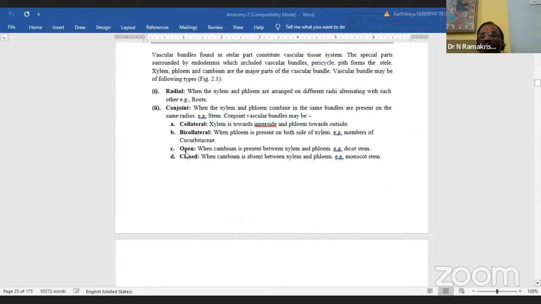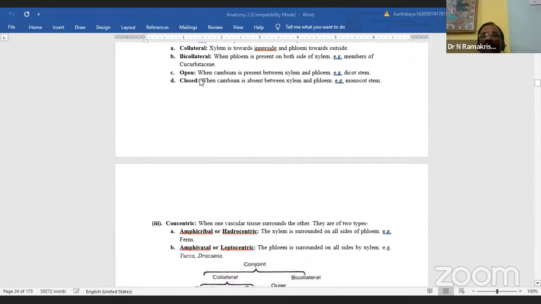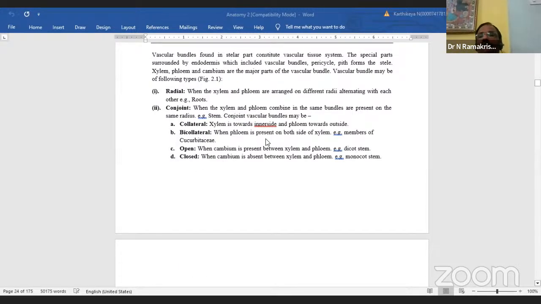One more type is open, and the next is closed. When cambium, the meristematic tissue, is present between the xylem and phloem, we call it open. When the cambium is absent between the xylem and phloem, we call it closed. So the presence of cambium means open. So this is conjoint.